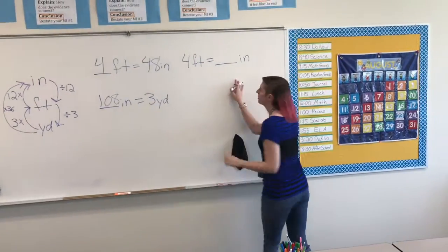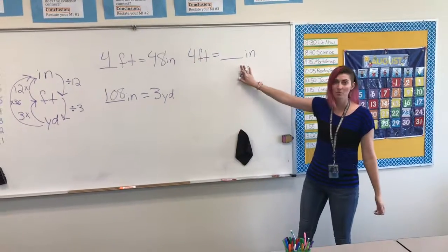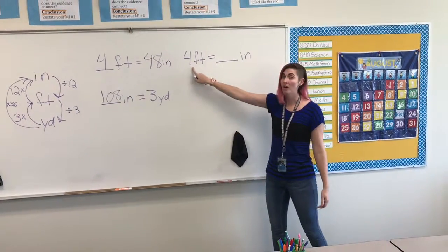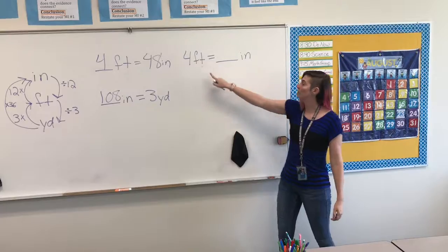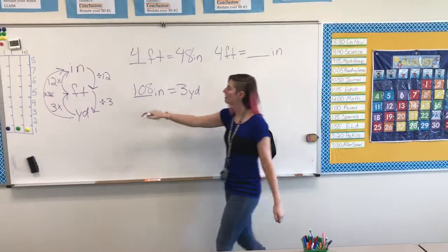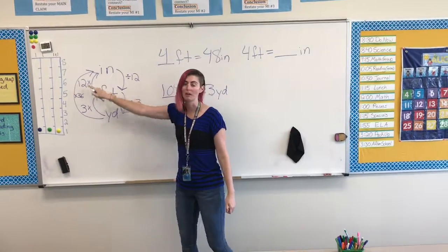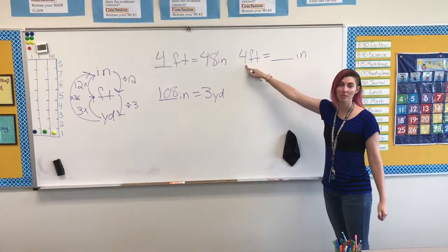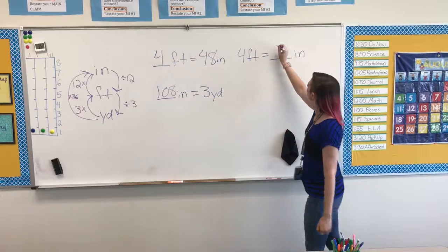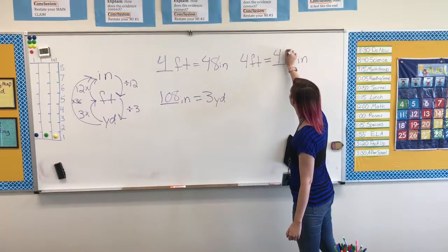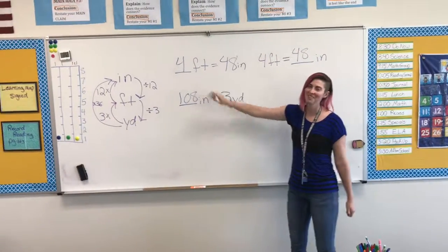Our final example, we're going from 4 feet to some inches. I go from what I know to what I don't know. I know the feet, I don't know the inches. So from feet to inches, it's telling me to multiply by 12. So I'll take 4, multiply it by 12. That gets us 48. So those actually match.